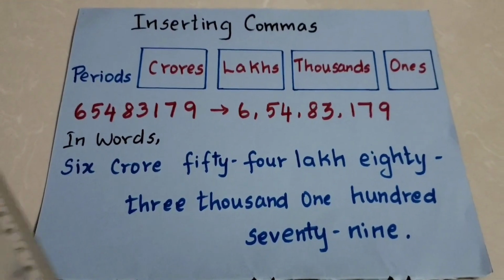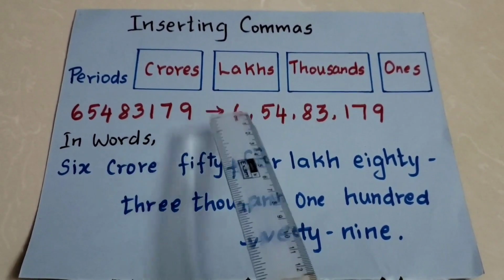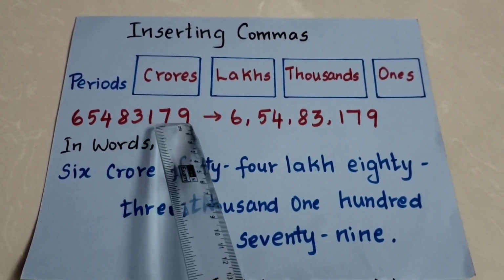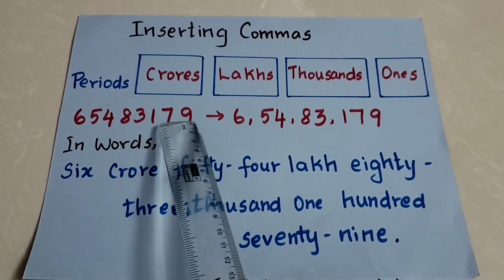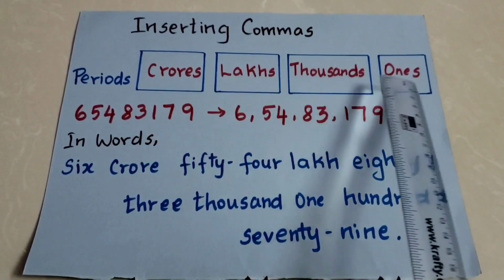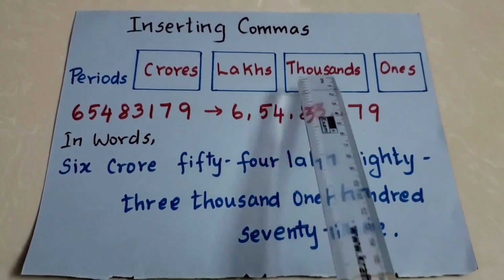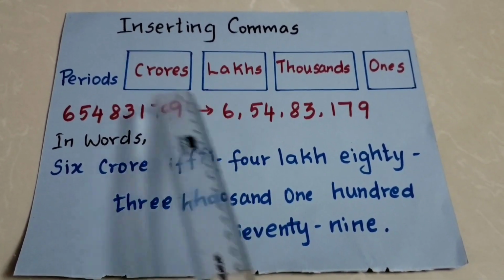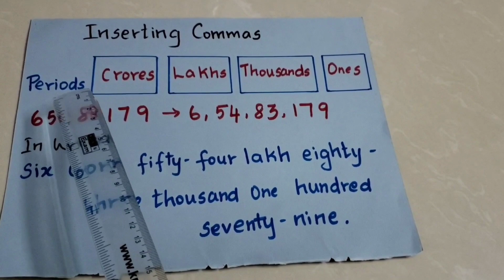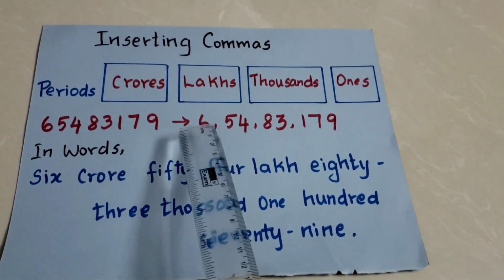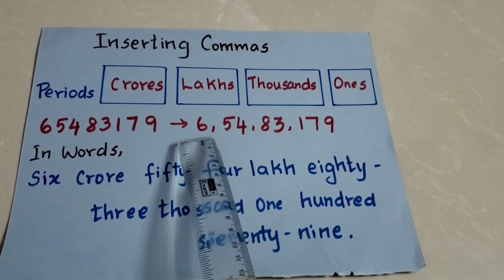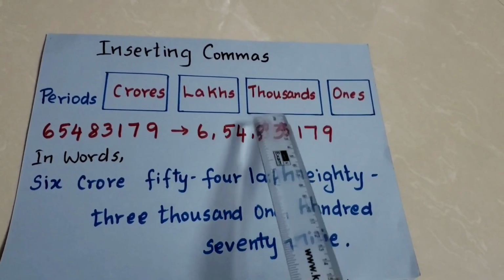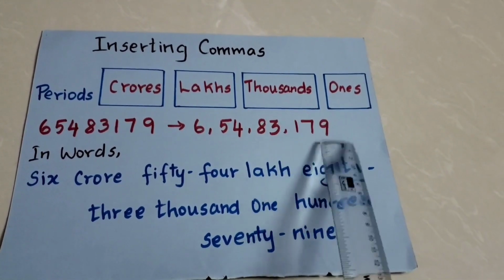83,179. We are using commas to separate the periods; we have to start from the right side. So these 3 places come in the ones period. These 2 places come in the thousands period. These 2 places come under lakhs. This one is crore. Inserting commas helps us to read in a correct way. The digits under the same period have to be read together.